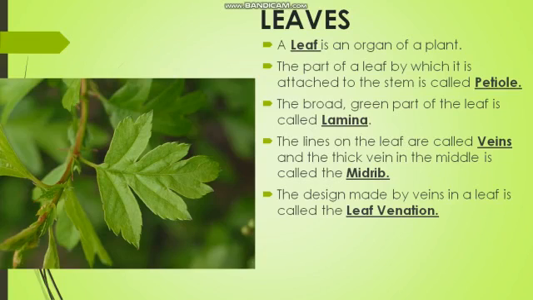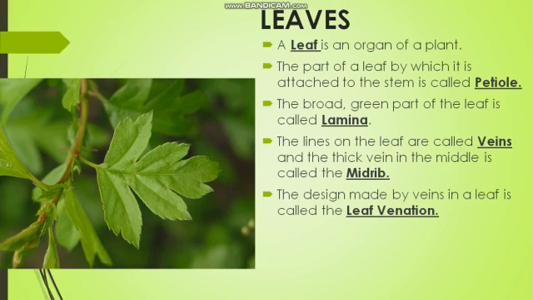Then we come to leaves. Now leaf is an organ of the plant. The small part through which the leaf is attached to the stem is called petiole, and the broad green part of the leaf, which we usually call the main leaf, is known as lamina.